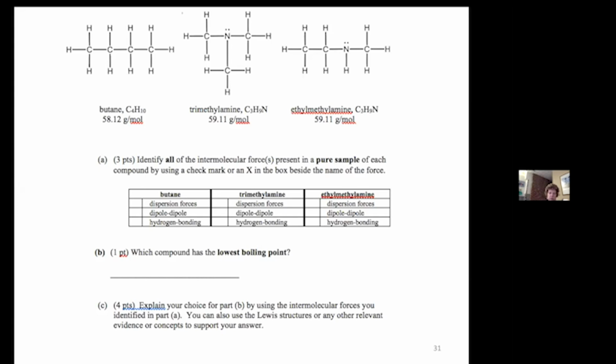You might tell them you want them to use intermolecular forces that you identified in part A. So you're really specific about, hey, this is what I want you to write about. And you can also use the Lewis structures or any other relevant concepts.